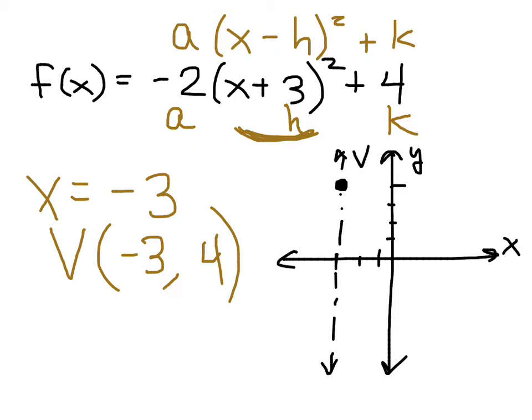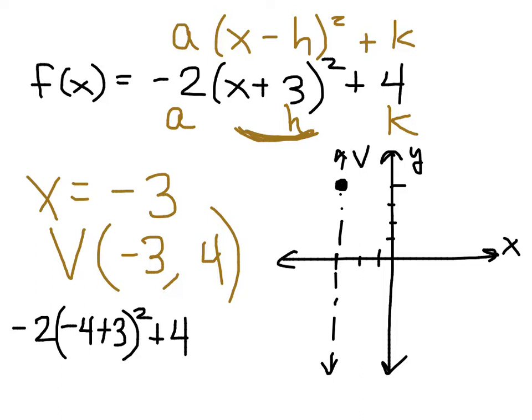Parker, would you pick a number close to -3? -4. Okay. So Parker's picking -4. What I'm going to do is put -4 into my equation, and I'm going to see what I get. Okay? So if I do that, I've got -2 times (-4 plus 3) squared plus 4. And now I'm going to just see what I get.